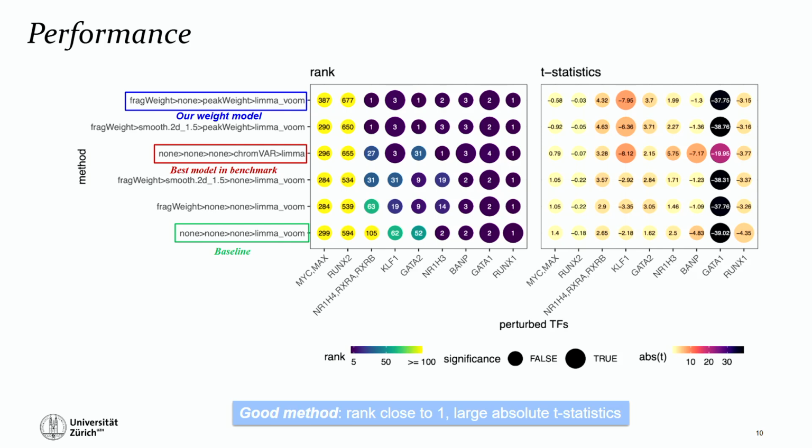And on the y-axis, we have all the methods we tested. So the baseline is just directly adapting the Limma method. And in the red box, we have the best method in the recent benchmark paper. And lastly, in the blue box, we have our weight model, which performed the best since it assigns the best rank across all the data sets. However, we have 2 data sets where I think the perturbation does not really work well, so there is no signal to start with. And we can also improve the t-value in some data sets.